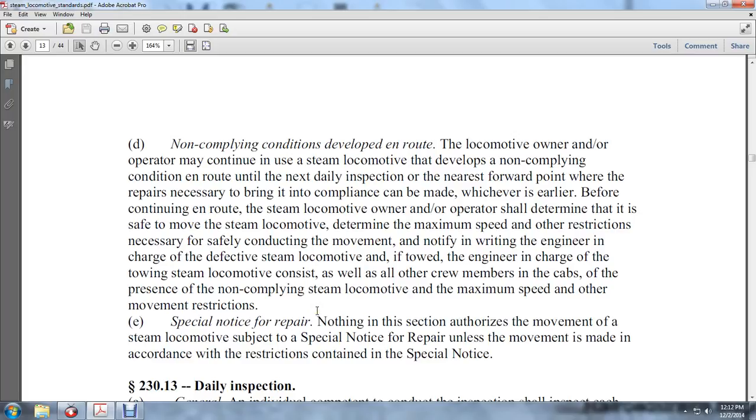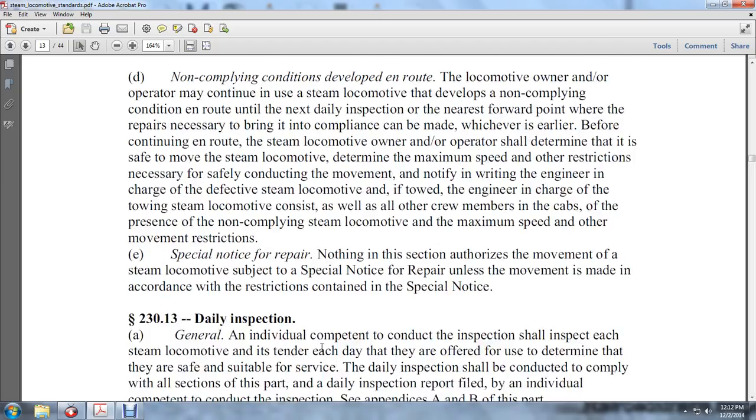Special notice for repair. Nothing in these sections authorizes the movement of a steam locomotive that is subject to a special notice for repairs unless the movement is made in accordance with the restrictions contained in the special notice.